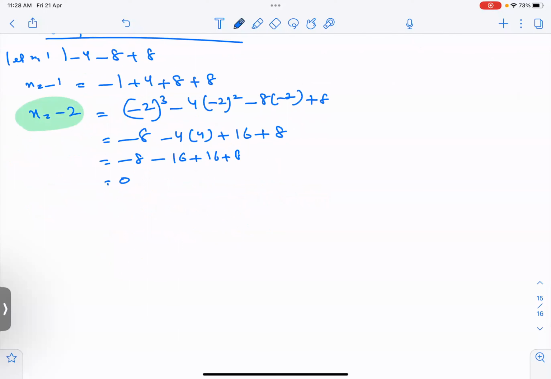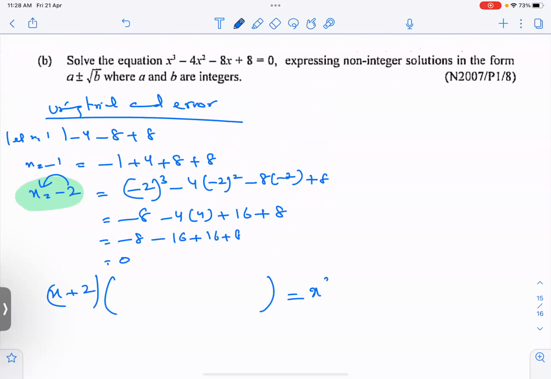Okay? Since we already have one solution with us, if we shift this to this side, you will get the bracket x plus 2. This is the first bracket. Now the second bracket you don't know. And you know the cubic polynomial is x cube minus 4x square minus 8x plus 8. Now, how do you get this, either with long division, with comparison, or with synthetic division? What do you want to use generally? What do you prefer to use?